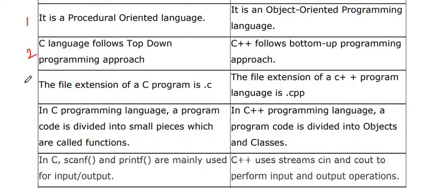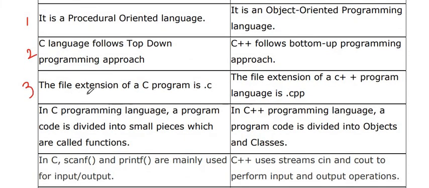Now let us see the third difference. Under the C language, the file extension of the C program is .c. Now under the C++, the file extension of the C++ program is .cpp. Means here we have to save the source program with .c extension. Here we have to save the source program with .cpp extension.